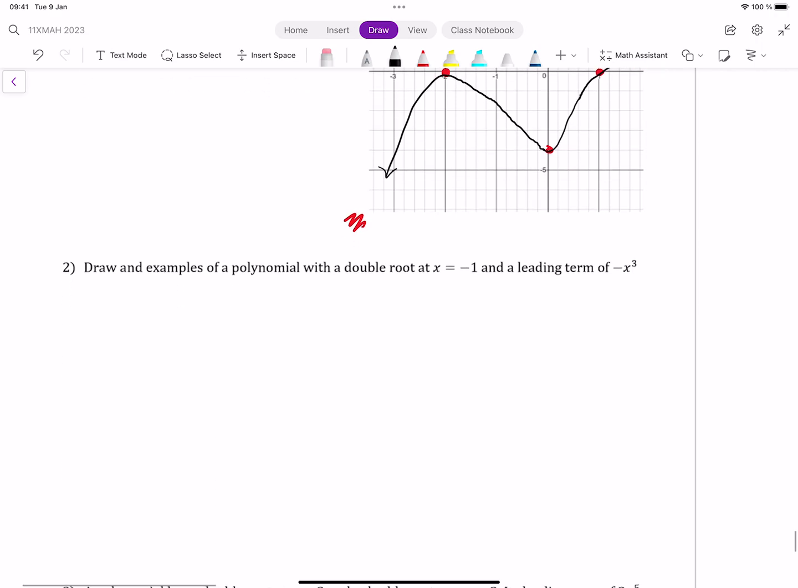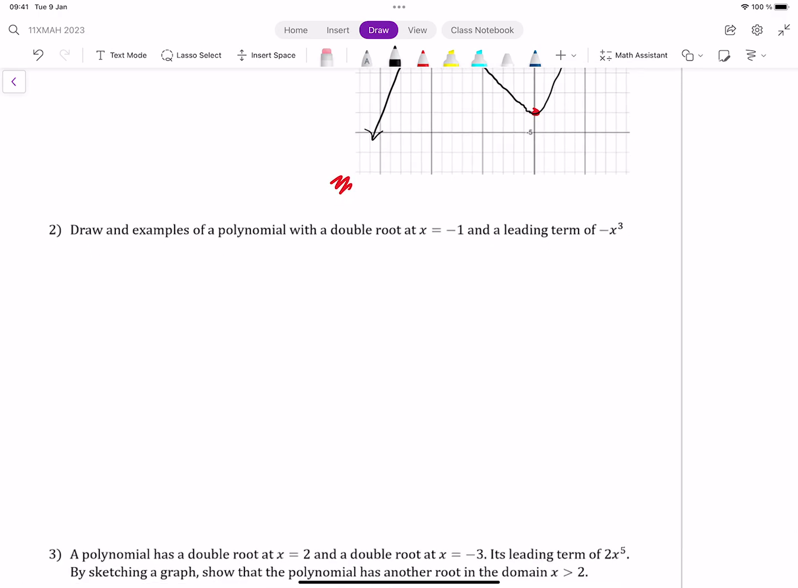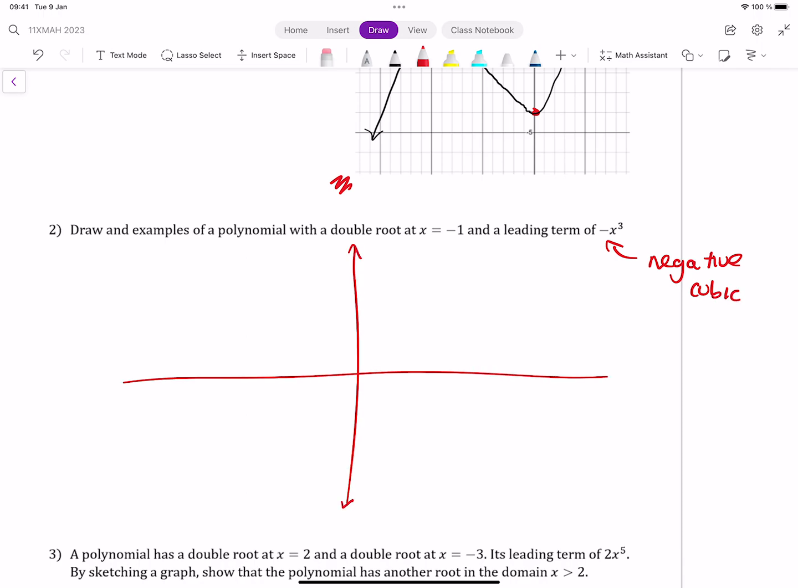Okay, draw examples of a polynomial with a double root at minus 1 and a leading term of x minus x cubed. This tells me it's a negative cubic function. Now what we know about negative cubic functions is that they must start up here and end down here. So all we have to do is have a double root at minus 1.